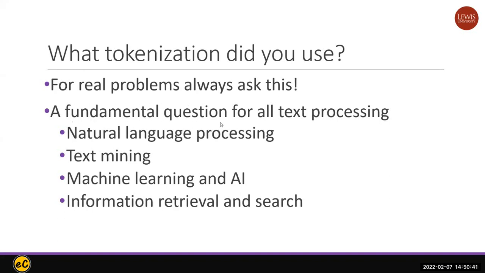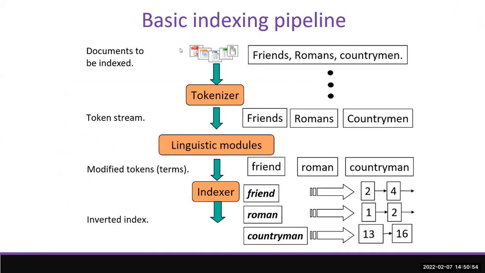Okay, a fundamental question for all text processing, natural language processing, text mining, machine learning, and AI, information retrieval and research. These all rely on text processing. So, basic index pipelining: you have some document to be indexed, and you pass it through the tokenizer. So you tokenize the so-called words, okay, with string.